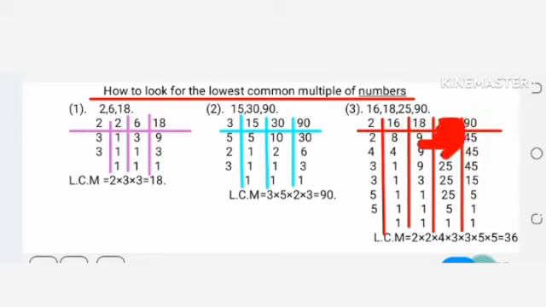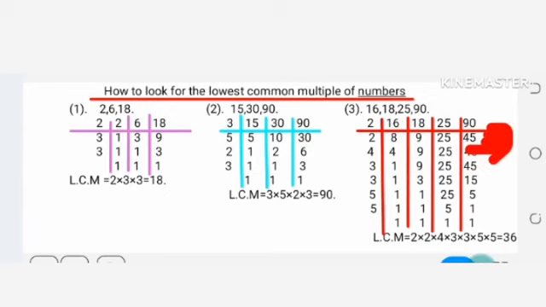We know that 2 can go in 8, so we write 4, because 8 divided by 2 will give you 4. 9 cannot be divided by 2, so we write 9 back. 25 cannot be divided by 2, we write 25 back. And 45 cannot be divided by 2, so we write 45 back.